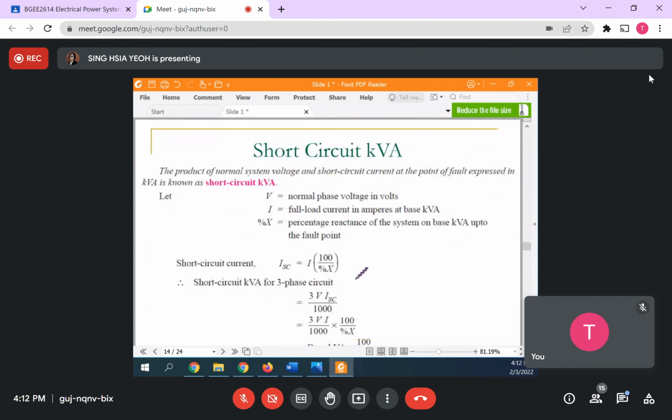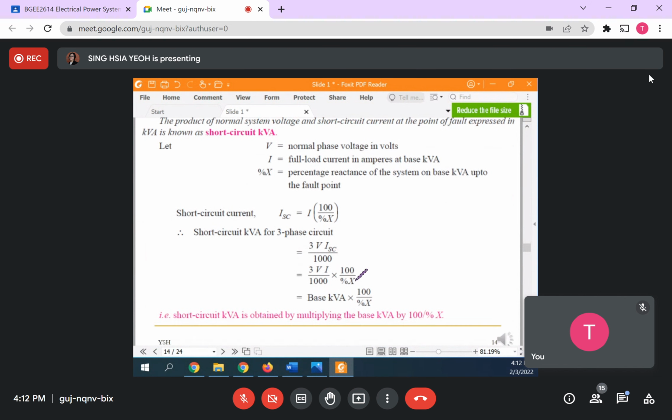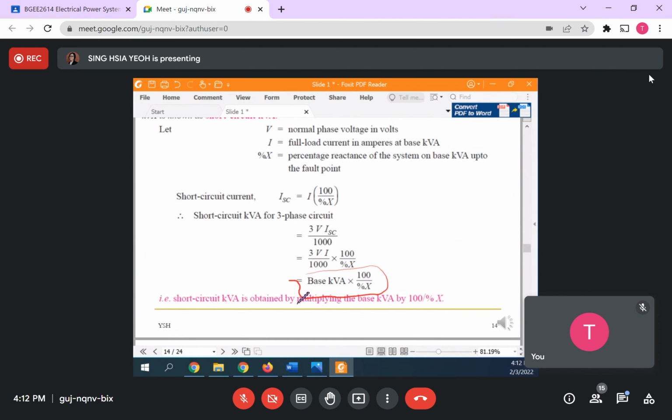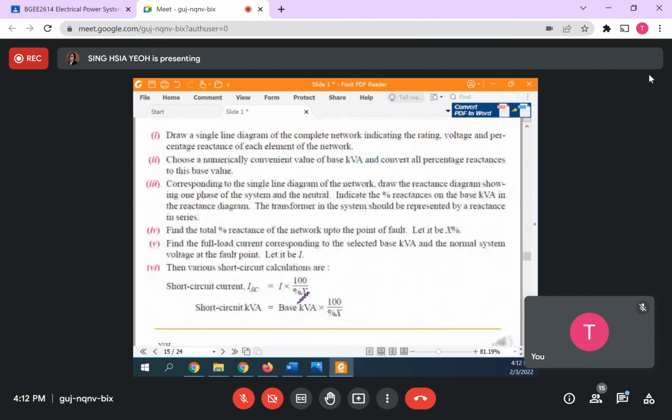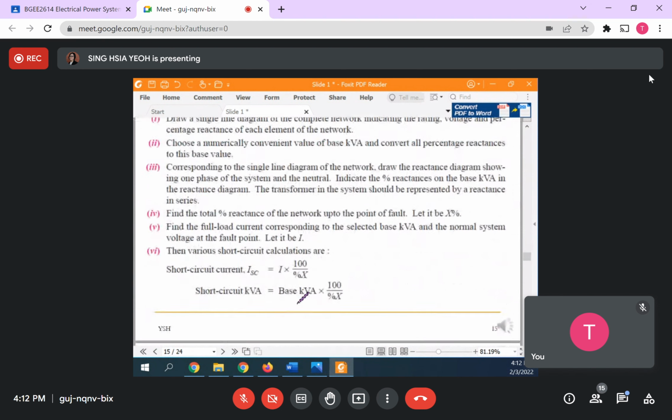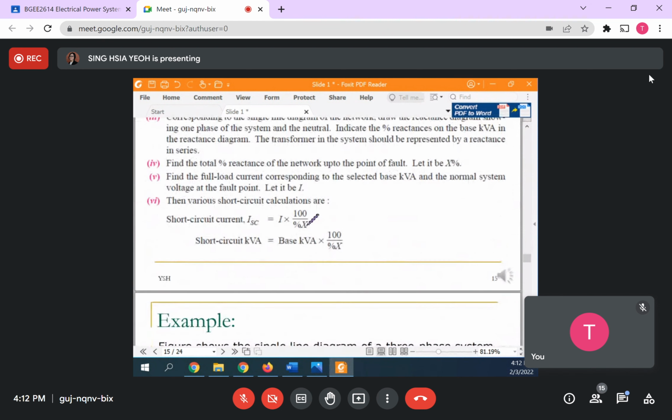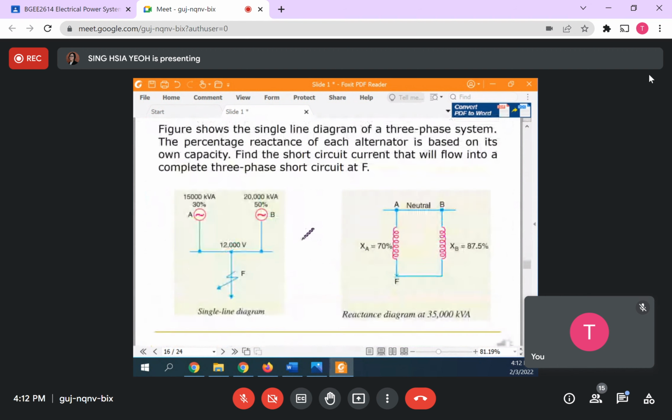After the short circuit current, we can also calculate another theory part, the short circuit kVA. Short circuit kVA means short circuit power. The formula is base kVA times 100 divided by %x. The steps are whatever I teach you. So we can look at this question.